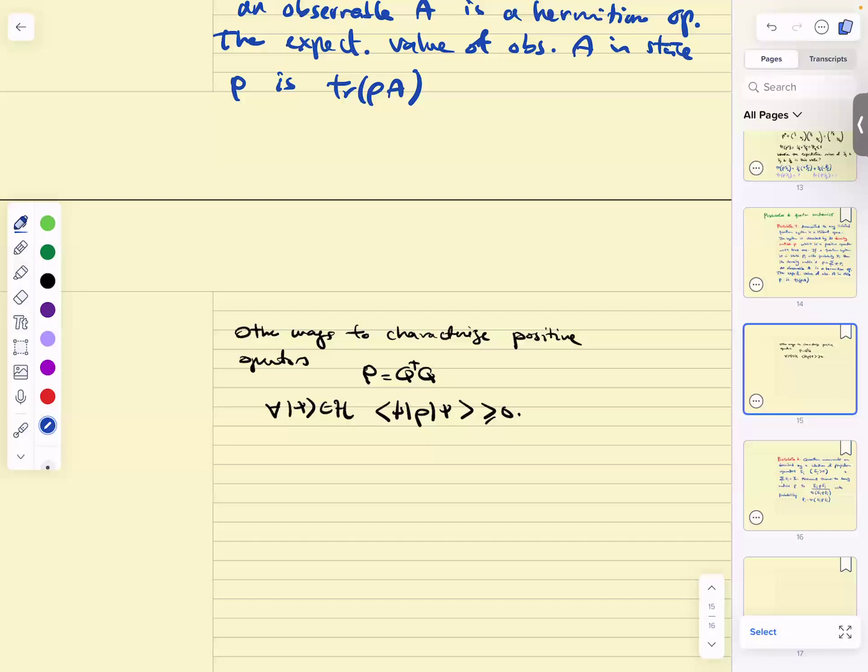Good. The dagger of two operators flips the order and takes a dagger of each. So this is equal to Q E_i dagger Q E_i. Done. This was positive, I could write it as Q dagger Q tilde dagger. I inserted these two, I rewrote it this way. Now it's an operator multiplied by its dagger, therefore it's positive.